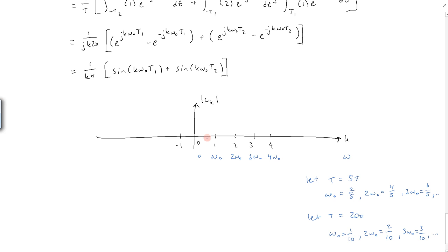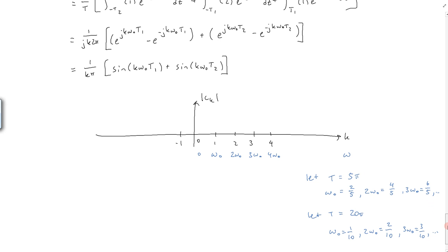And therefore, as we increase T, we actually increase the resolution in this frequency domain, because each one of our points, each one of our values of c sub k is going to be closer together in the frequency axis. Since over here we saw with 5 pi we have 2/5 as each increment, whereas at 20 pi we have 1/10 as each of the increments, which is a finer spacing.